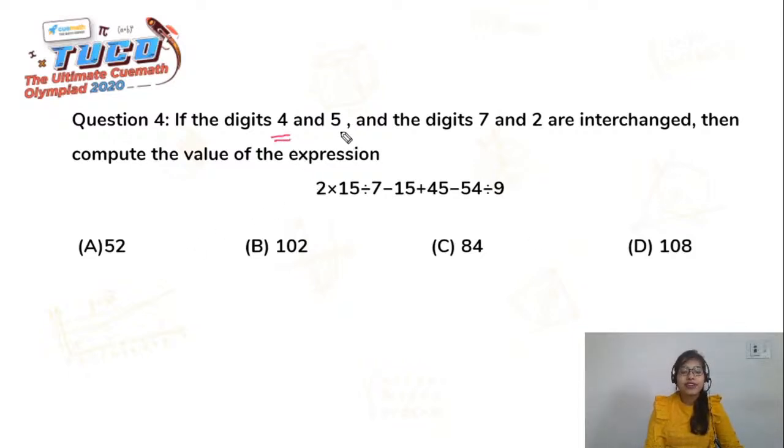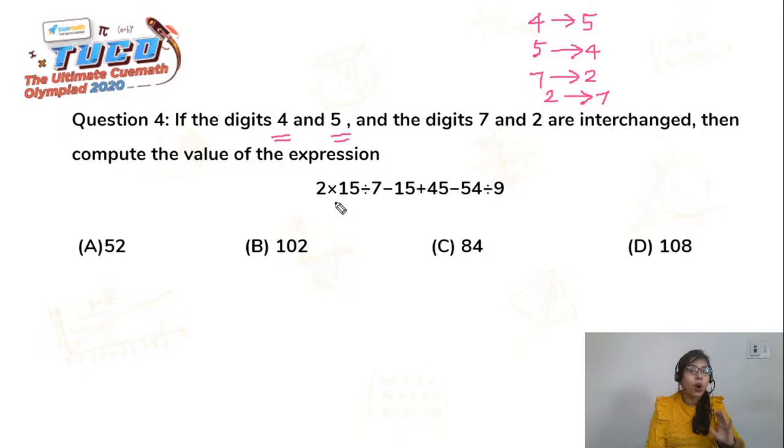So they are telling every 4 needs to be replaced by 5 and the other way around. Every 5 also needs to be replaced by 4. So 4 to be replaced by 5, 5 to be replaced by 4, 7 to be replaced by 2 and 2 to be replaced by 7. This is what is meant by interchange. Then compute the value of the expression. Okay, there is no change in the symbols, that is, there is no change in the operators. There are only changes in the operands. Okay, this is also how I could reframe my question too.